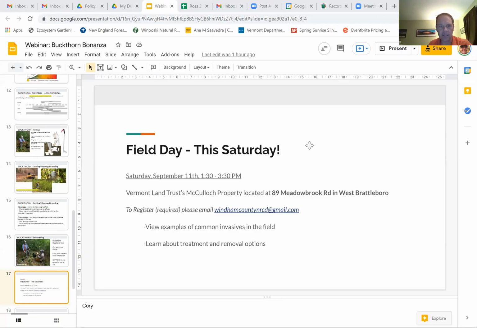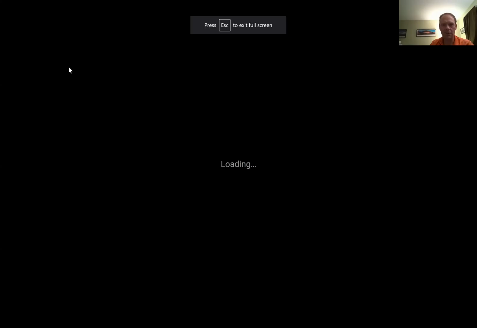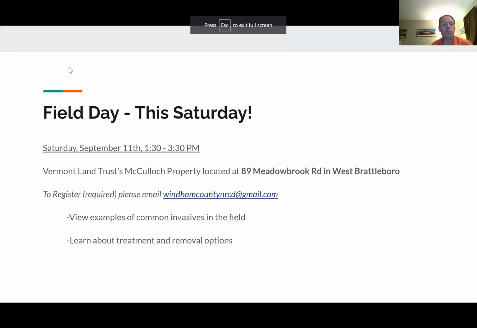Hopefully you can see my screen. This Saturday, we have a field day scheduled from 1:30 to 3:30, and that's going to take place at Vermont Land Trust's McCulloch property, which is located at 89 Meadowbrook Road. It's conveniently located just past where the old 7-Eleven used to be. Meadowbrook goes to the north off of Route 9.